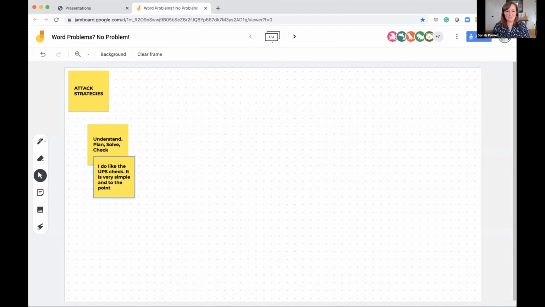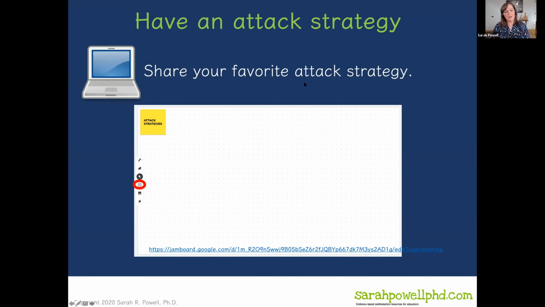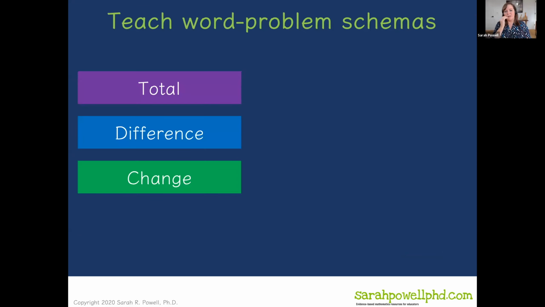So attack strategies are super important because they help students guide their process through solving the word problem. I'm going to click back to my presentation, but you're welcome to add your attack strategies on the Jamboard, and I'll share this information again at the end of today's session. Okay. So beyond attack strategies, we're now going to take that knowledge that we need to have an attack strategy, and combine it with a focus on what we call the word problem schemas. A schema is another word for a structure, or maybe you want to think about it as a foundation or something that's common across word problems.